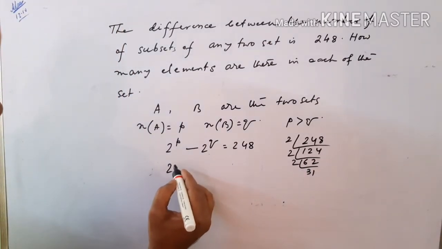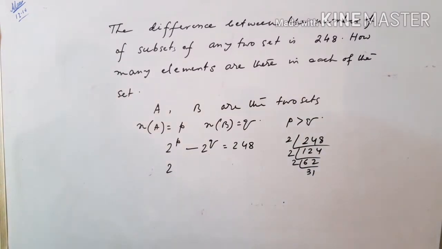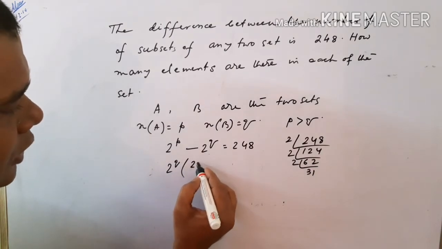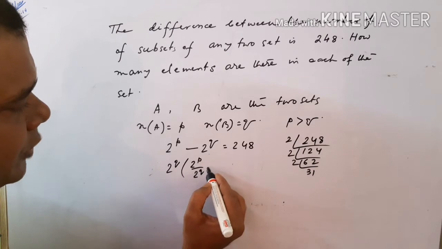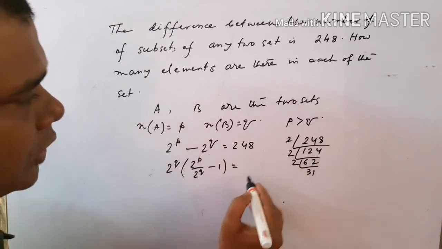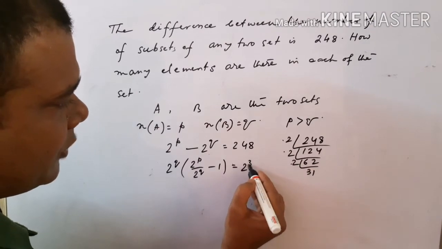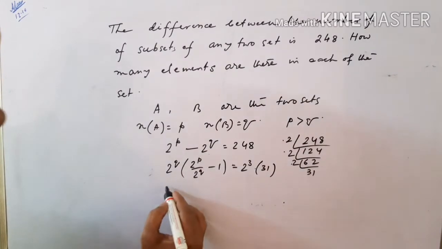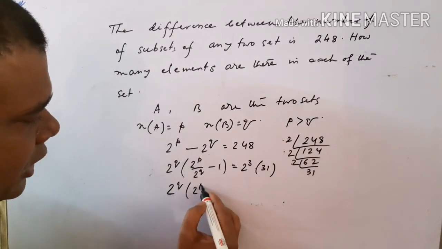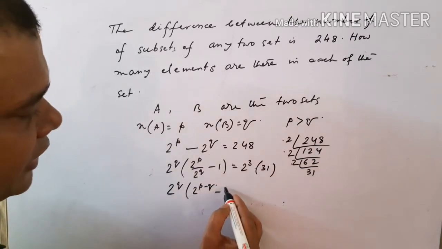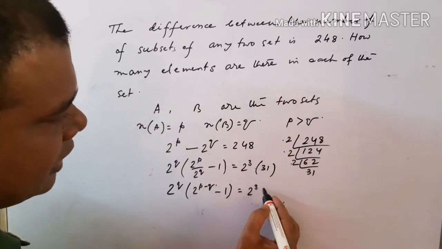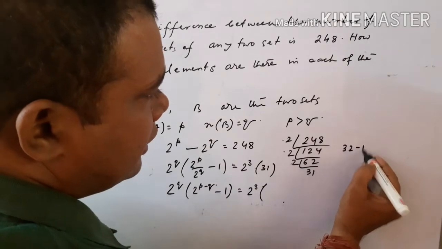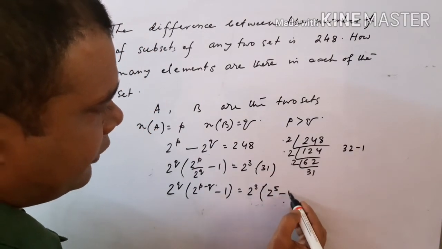So I am writing 2 to the power p minus 2 to the power q. As q is smaller, we can take 2 to the power q common, and the result will be 2 to the power q into (2 to the power p minus q minus 1) equals 2 to the power 3 into 31. And 31 can be written as 32 minus 1. Clear? That is equal to 2 to the power 5 minus 1.